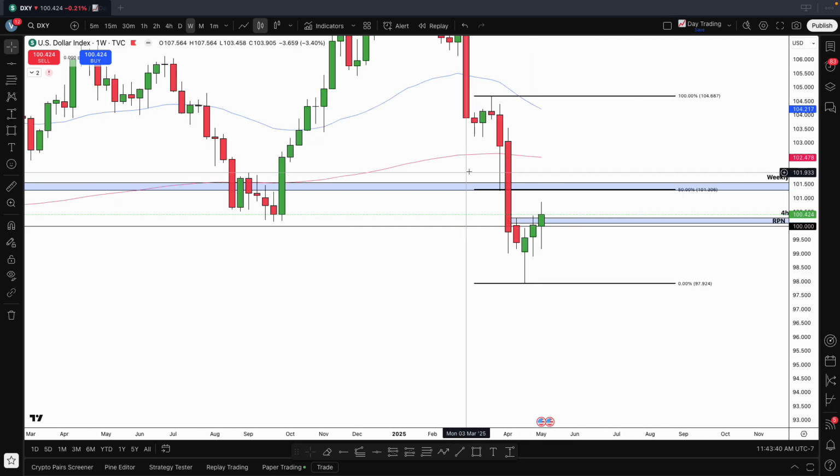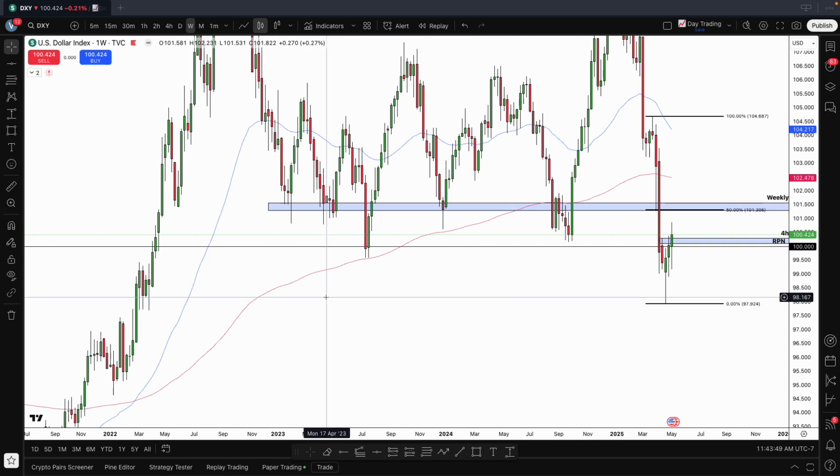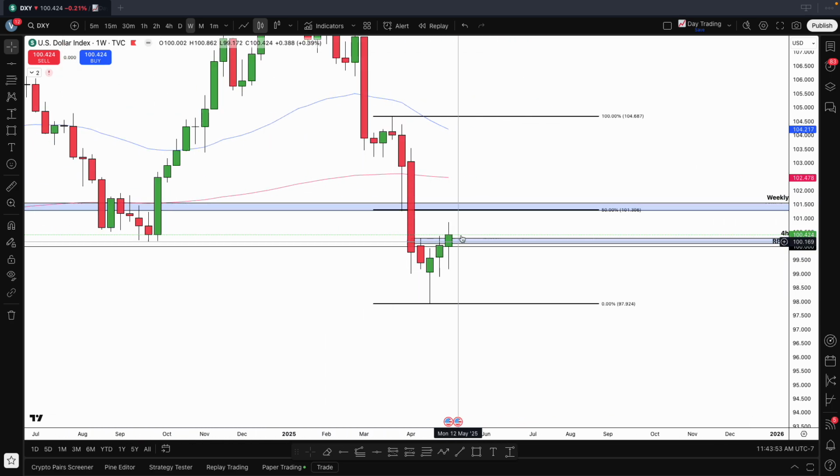So if we start with the weekly, we can see the price is pretty much bearish right here. We can see the price is making lower lows, lower highs, lower lows, lower highs, and another lower low. But there is a very strong area of structure right over here where price is looking to target.